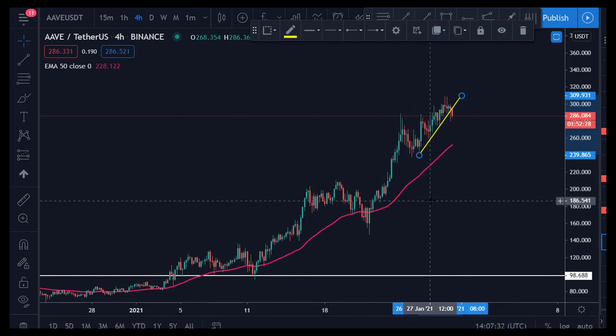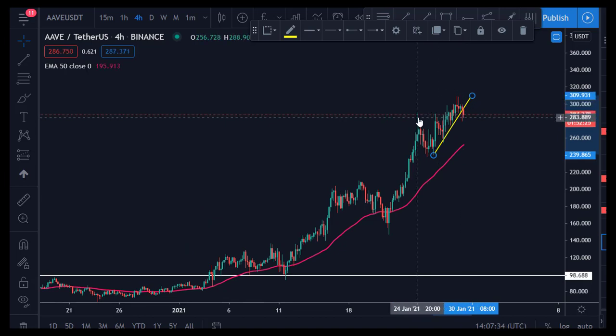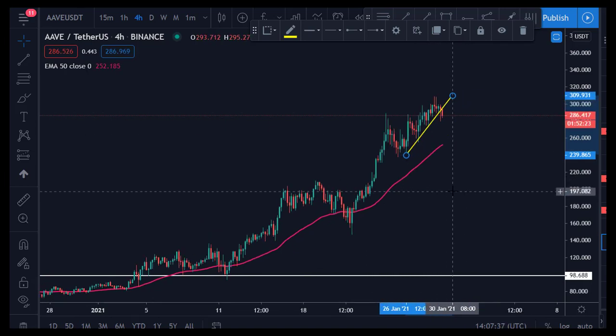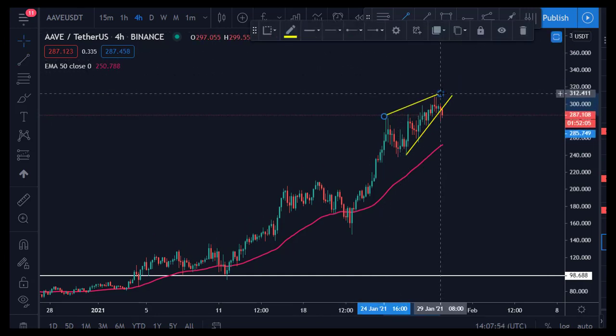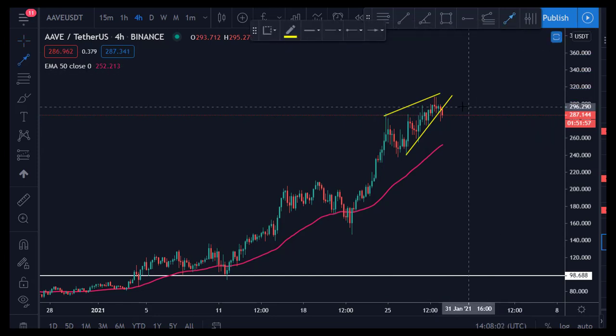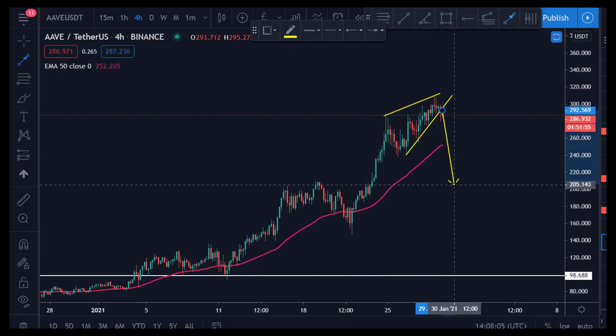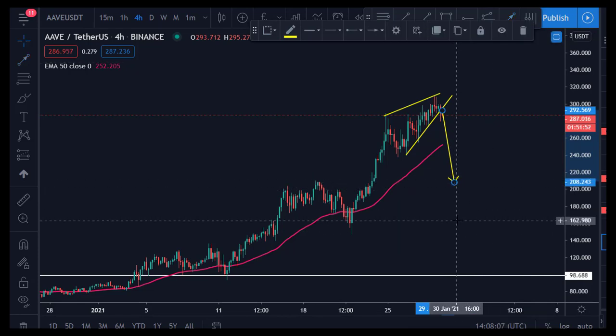Okay, so it will correct itself, and this correction might be a bit aggressive, because of how the market has been here. And I believe there should be a very big divergence here, because this forms like a channel. And if that's the case, what I expect is a very sharp pullback before the next move.